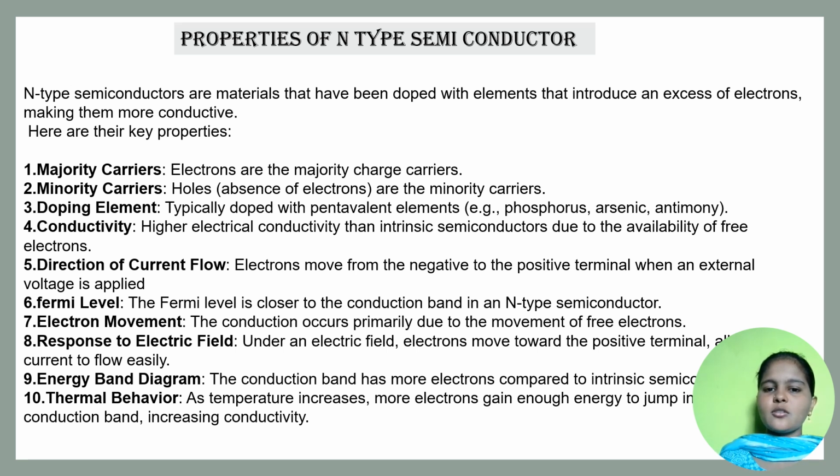Direction of current flow: electrons move from the negative to the positive terminal when external voltage is applied. Fermi level: the Fermi level is closer to the conduction band in an N-type semiconductor. The conduction occurs primarily due to the movement of free electrons. Response to electric field: under an electric field, electrons move forward to the positive terminal and the current flows easily. Energy band diagram: the conduction band has more electrons compared to intrinsic semiconductors. Thermal behavior: as temperature increases, more electrons gain enough energy to jump into the conduction band, increasing conductivity.